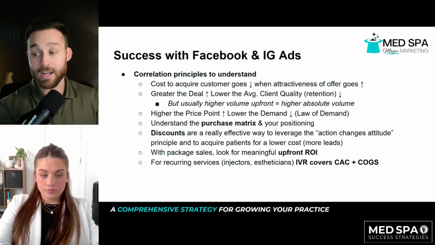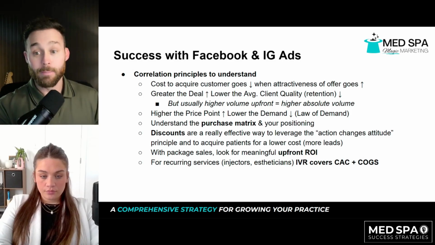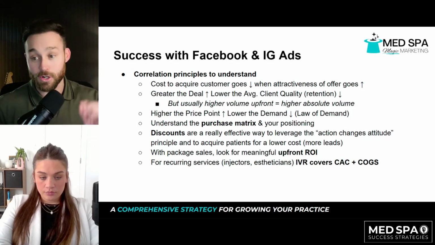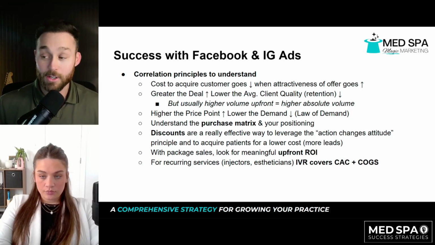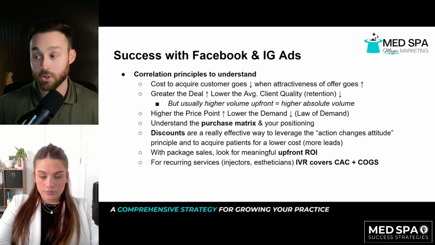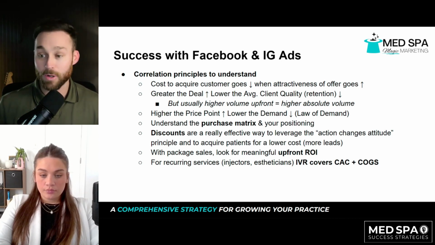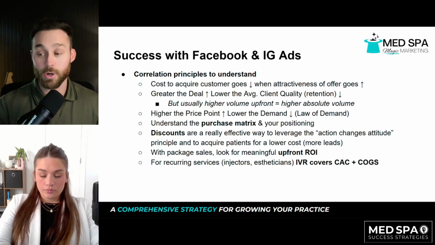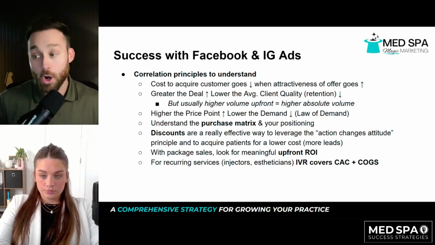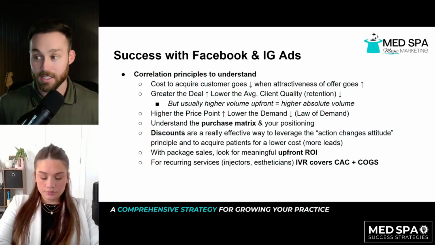You can do that with some of the services in your med spa, but for recurring services, pretty much anything your injector or your esthetician does, initial visit revenue covering cost of acquisition plus cost of goods is our general benchmark for success, somewhere in that range. Whatever you collect on the initial visit just needs to cover the cost to acquire the client and the product costs to service them, because the ROI will happen with subsequent visits. So they're based on retention.